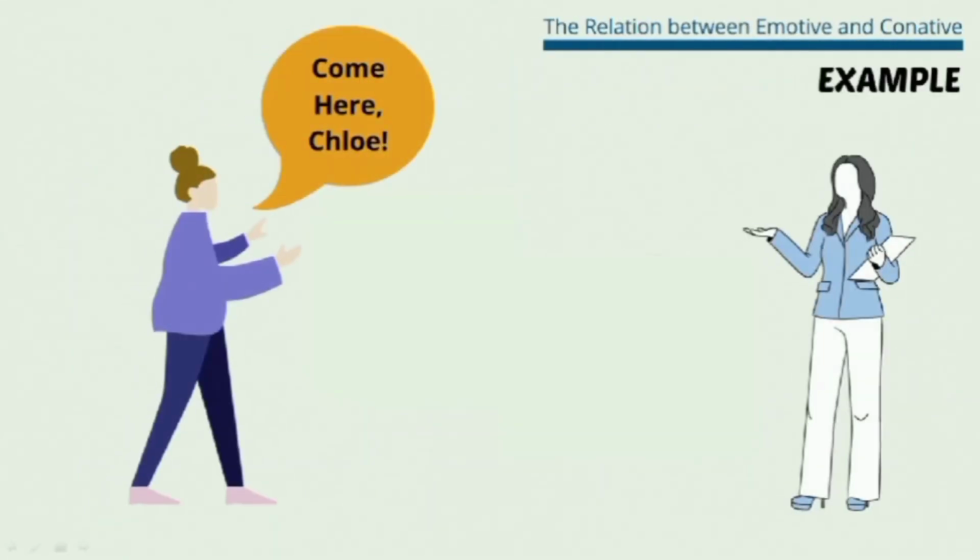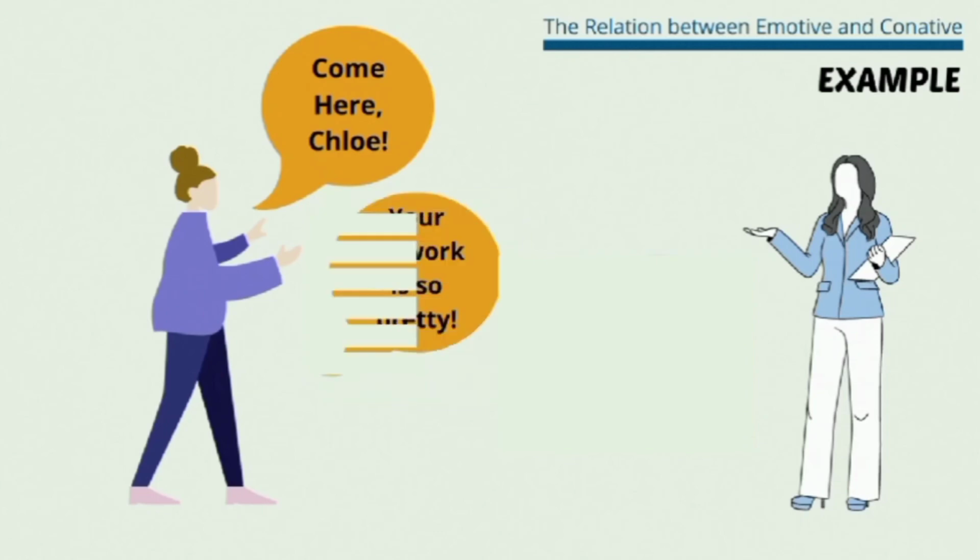The relation between emotive and conative will be explained in this case. Suppose you want to reach your friend, but the distance is very far. You will say, "Come here," so that your friend will move closer to you. The words "come here" have a conative function and cannot be used simultaneously with a sentence that has an emotive function, because if you unite the two in one sentence, the communication will not work.